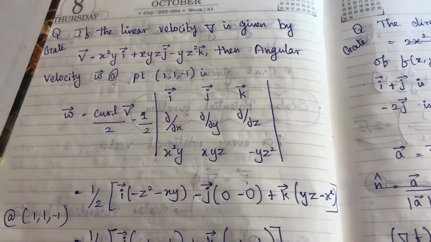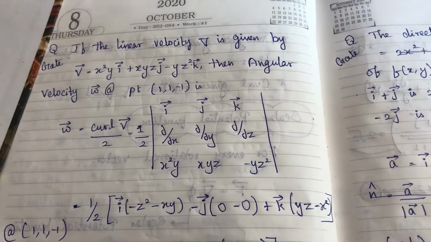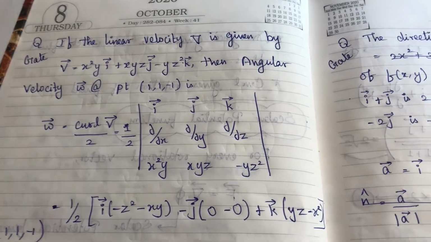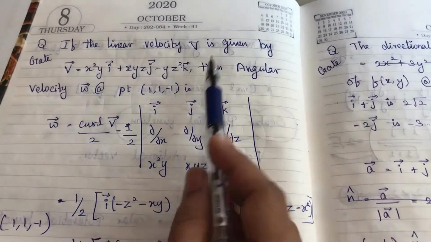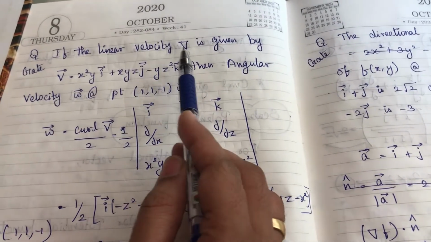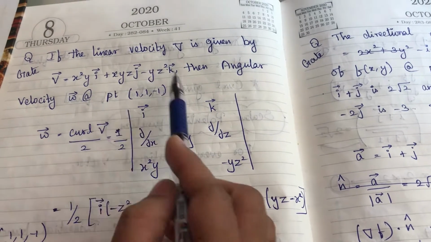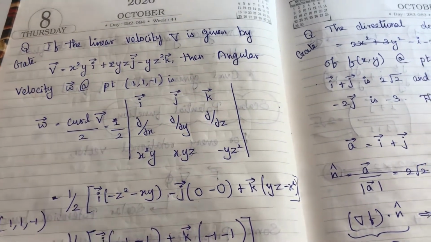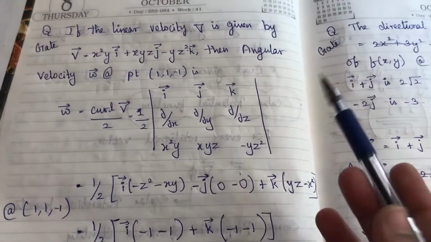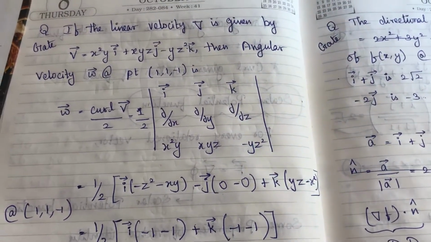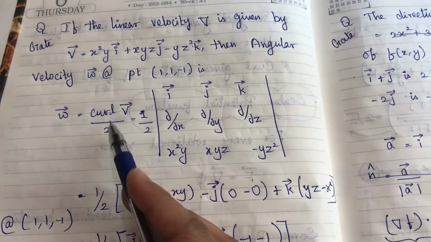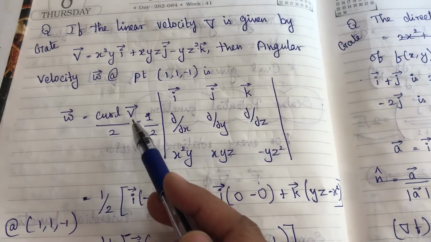linear velocity, right? So they have given a question like this: if the linear velocity is given by a vector, then they need the angular velocity. So they have given the velocity vector v. We need to find the angular velocity vector, that is omega. We know that omega is what? Half times the curl, right? Curl of v vector.